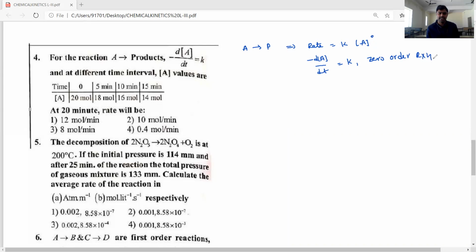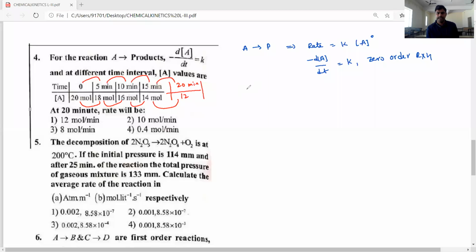Now for this zero order reaction, at 20 minutes, we have to find out the rate. Okay, in the zero order reaction, you observe the time intervals 0 to 5, 5 to 10, and 10 to 15. Next, what comes? 15 to 20 minutes. Then how does the number of moles of A change? 20 is converted into 18, 18 is converted into 16, 16 into 14, and 14 into 12. Like that it is changing.